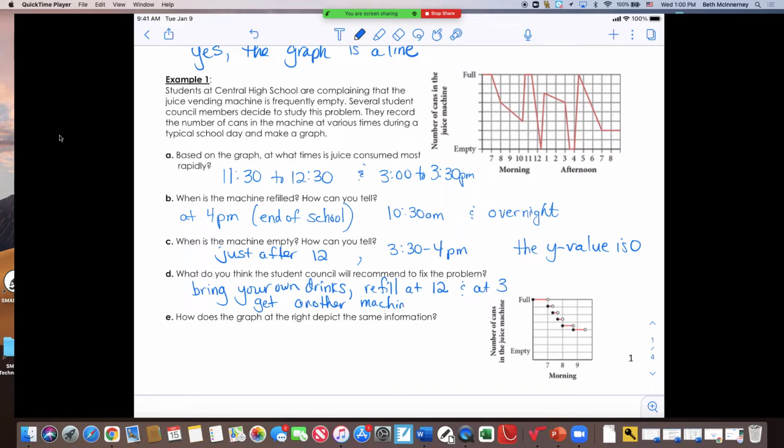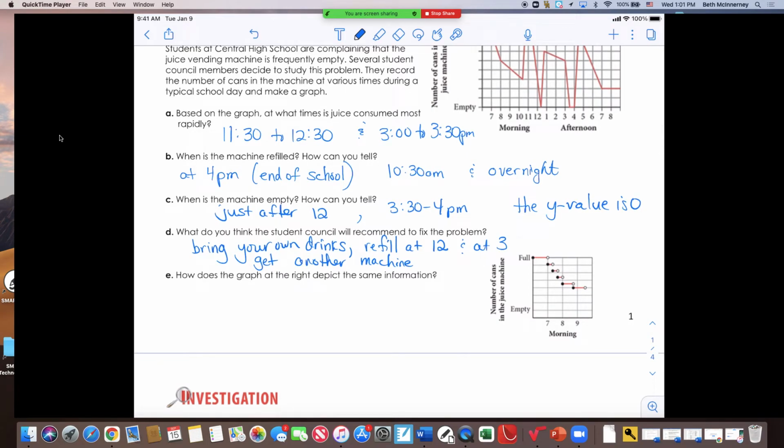Now, something else that nobody quite mentioned, maybe it was implied there, is do you see here when they filled at closer to 1, they didn't restock it, did they? It's like, well, why didn't you restock it all the way? You know? Order more. You could refill more often, restock completely, get another machine, bring your own drinks. That would reduce that. All right.